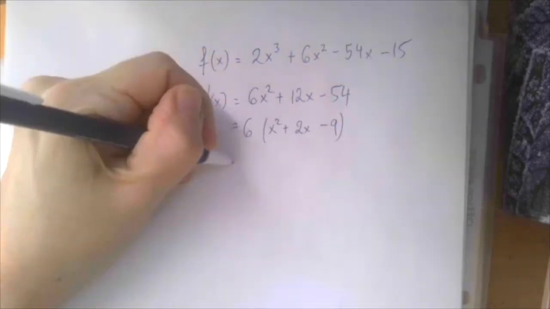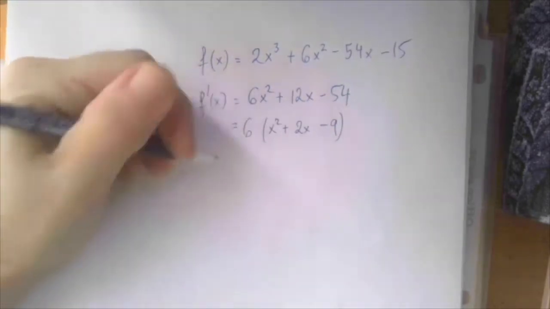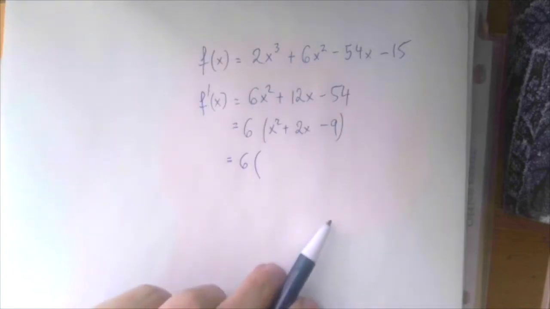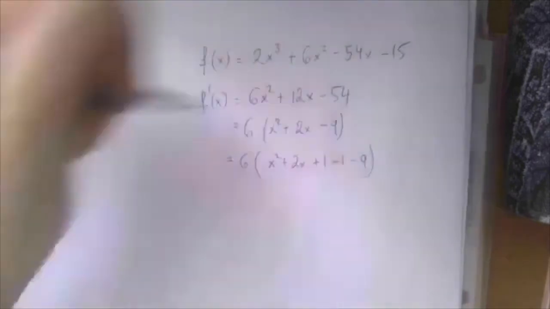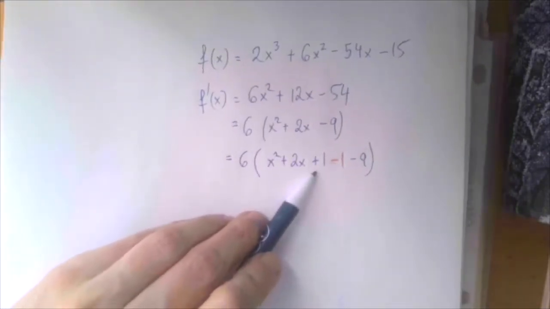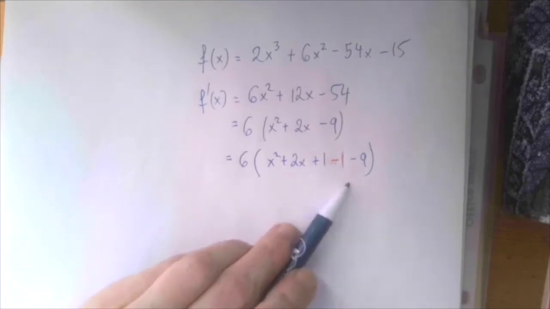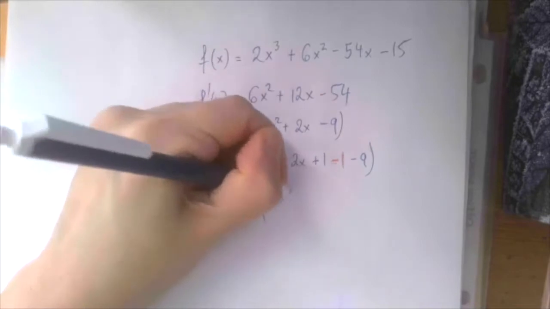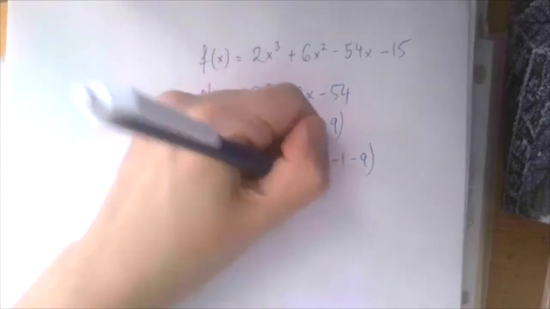So to find the x-intercept, let us complete the square. Half of 2 is 1. X plus 1 squared is x squared plus 2x plus 1. This is the smuggling step, right? We want that plus 1 to complete the square, but we are not allowed to change the value, so we immediately subtract it. And so we have 6 times x plus 1 squared minus 10.